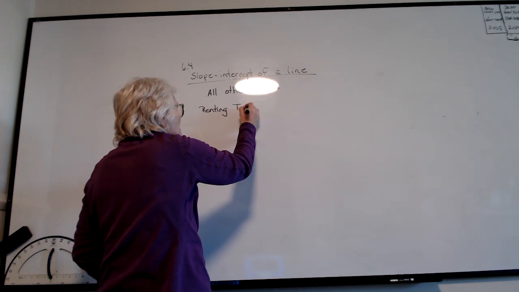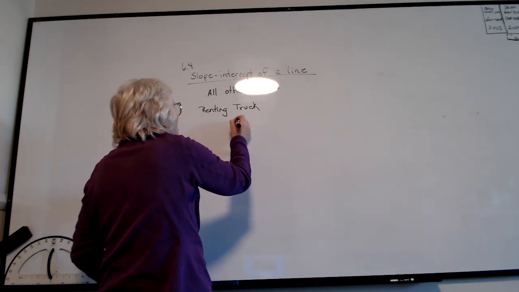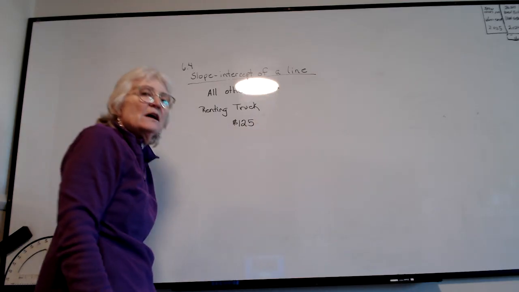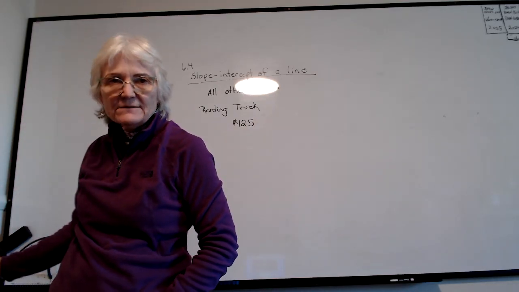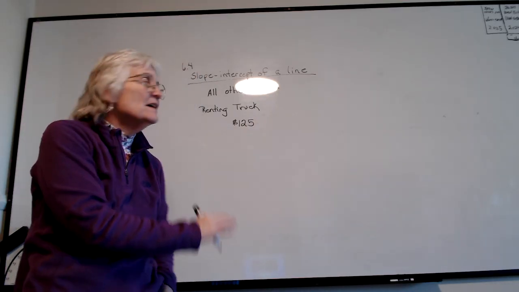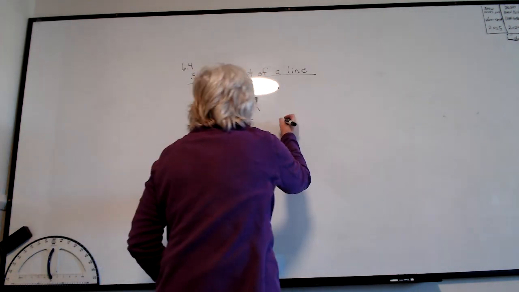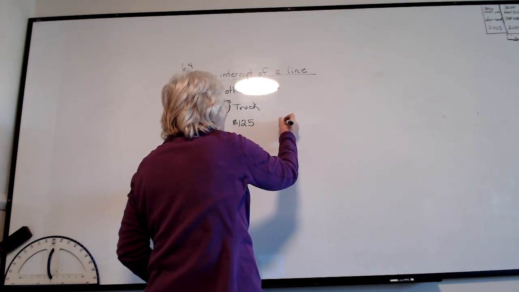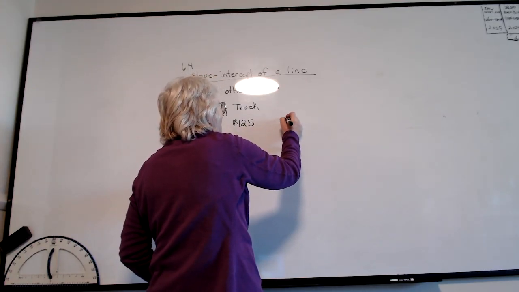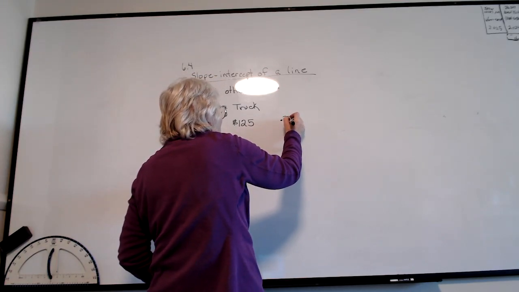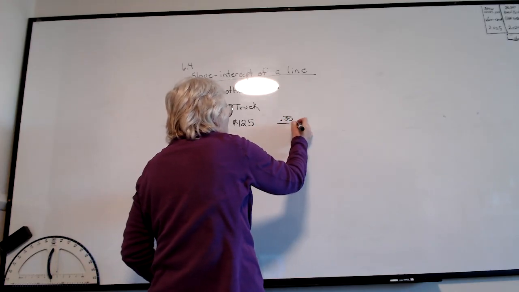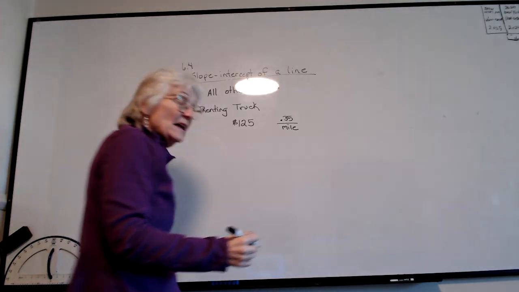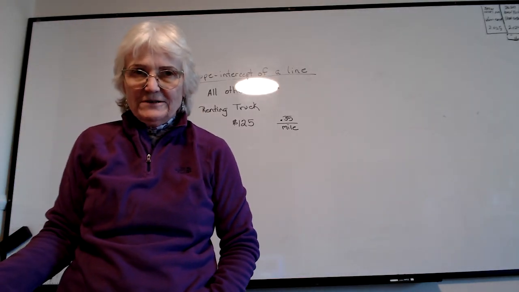This is renting a truck for moving. A lot of times the price is about $125 as a flat fee. We just have to pay the flat fee, and then there's an additional charge per mile. So if they say it's 0.35, that's 35 cents per mile, then that's an additional charge.